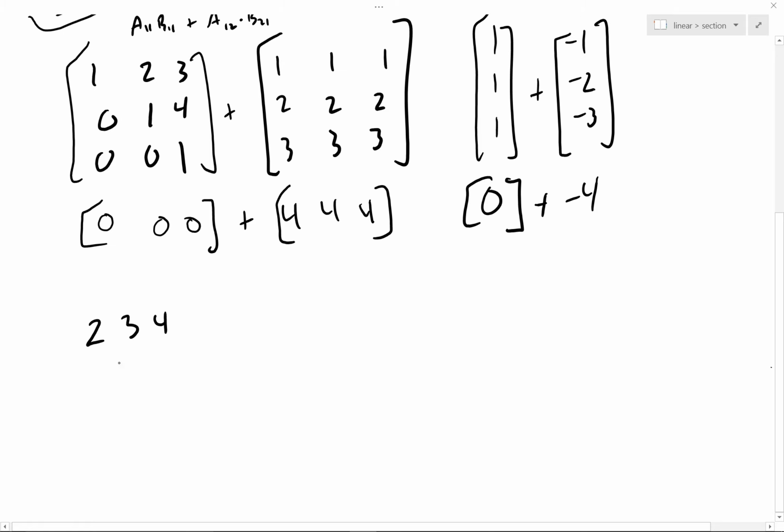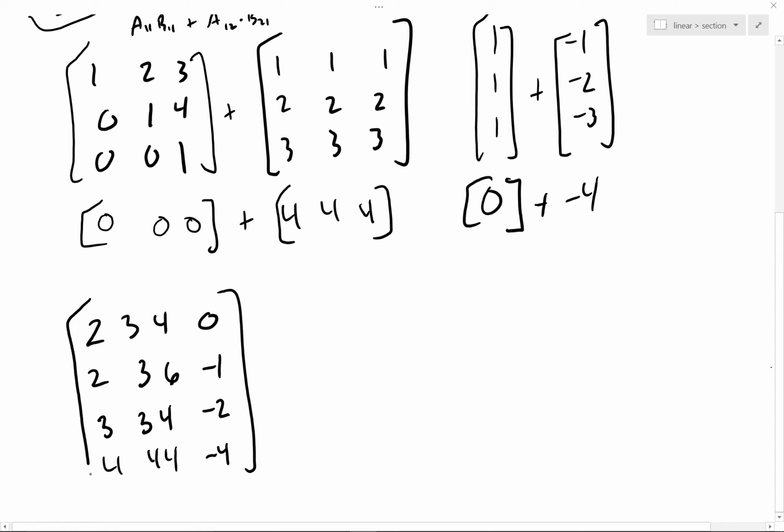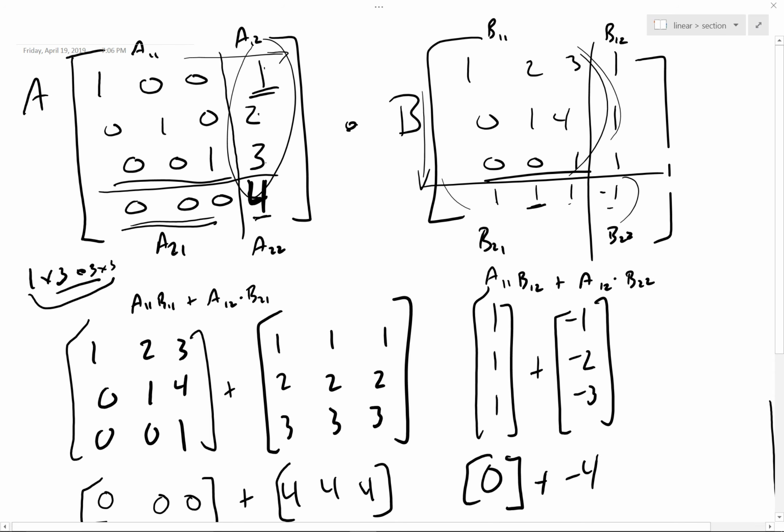So if I've done this correctly, I will now have 2, 3, 4, 2, 3, 6, 3, 3, 4, and then 0, 0, 0, and then 4, 4, 4. And then 1 minus 1 is a goose egg, 1 minus 2 is negative 1, negative 2, and negative 4. I'm going to check my answer, see how good I did. Alright, I'm going to check on the calculator. I'll just type it in.